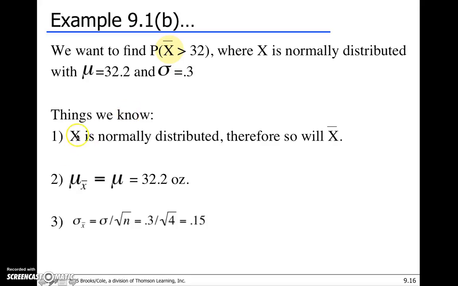Things we know. The population is normally distributed, and x is normally distributed, therefore so will x bar. X bar will be normally distributed. We also know that mu of x bar is equal to mu, which is 32.2 ounces. Third, that sigma of x bar is going to be sigma divided by the square root of n. Sigma is 0.3 and n is 4, and the square root of 4 is 2. 0.3 divided by the square root of 4 is 0.15. So we have all the data we need.